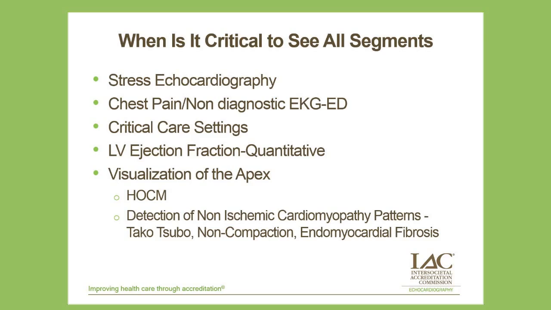And then any quantitative assessment of the ejection fraction, where, again, it's obvious that we need to see all the segments very well to accurately quantify any change in ejection fraction. Contrast has been shown to be very, very helpful there. Because the contrast at a low mechanical index allows the microbubbles to reach the apex, this has been very helpful in detecting apical variants of hypertrophic cardiomyopathy or other non-ischemic cardiomyopathy patterns that require that pattern to make the diagnosis, such as the stress cardiomyopathy or non-compaction.